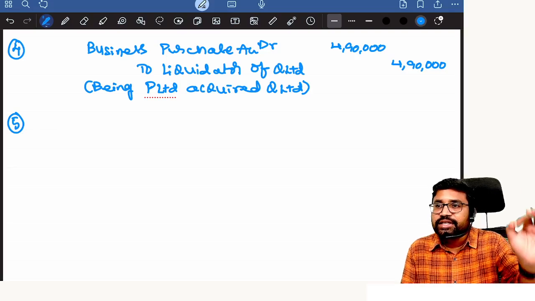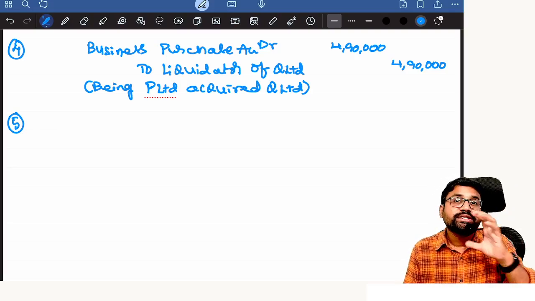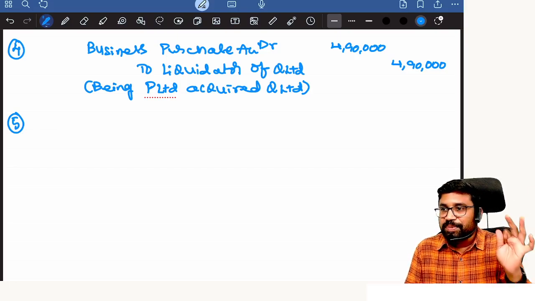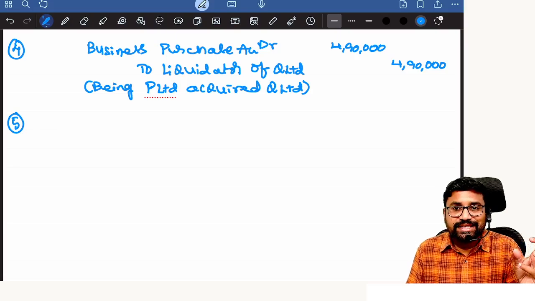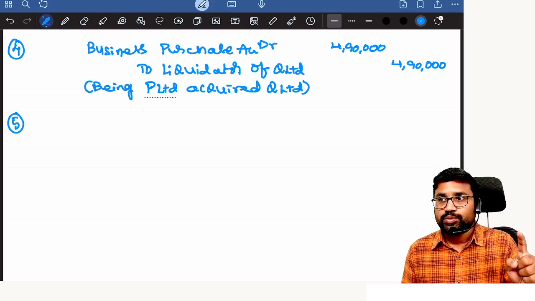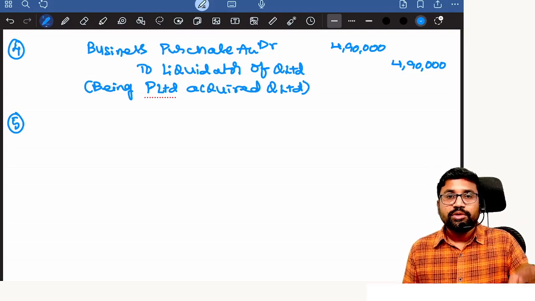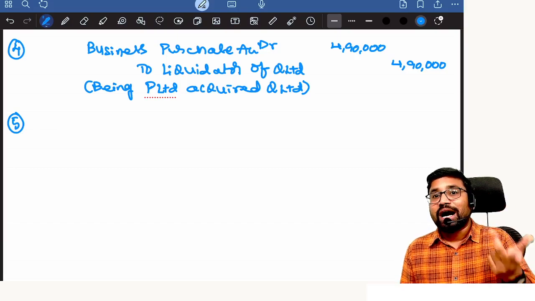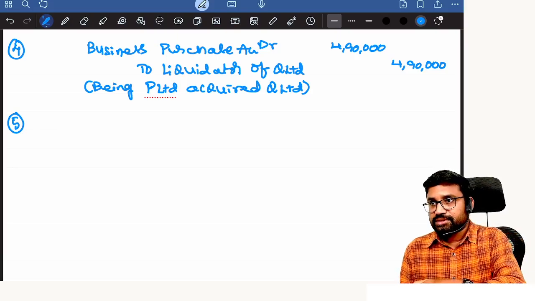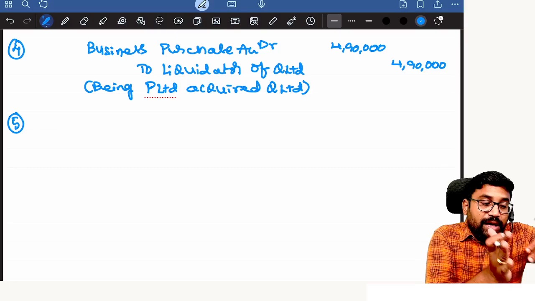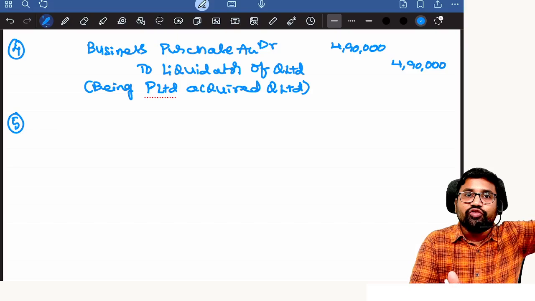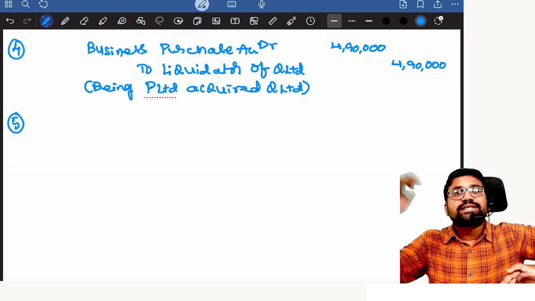I think this entry is the most important entry. See how many of you will tell correctly. Sir, this is purchase method. So therefore assets account will be debited. At what value? Agreed value. If no agreed value, book value. Then liabilities, at what value? Agreed value. Will you take reserves and surplus? No. To business purchase. The difference. That means purchase consideration is compared with net assets. If PC is more than net assets, goodwill. If PC is less than net assets, capital reserve.